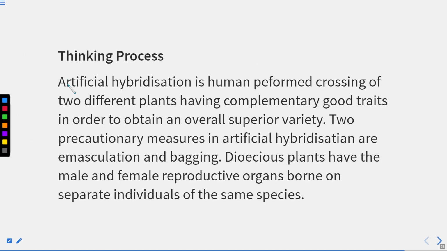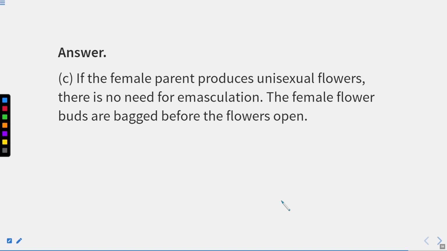Now, let's talk about this. What is artificial hybridization? It is the human-performed crossing of two different plants having complementary good traits in order to obtain an overall superior variety. Two precautionary measures in artificial hybridization are emasculation and bagging. Dioecious plants have the male and female reproductive organs borne on separate individuals of the same species. So this was the concept on which this question is based.